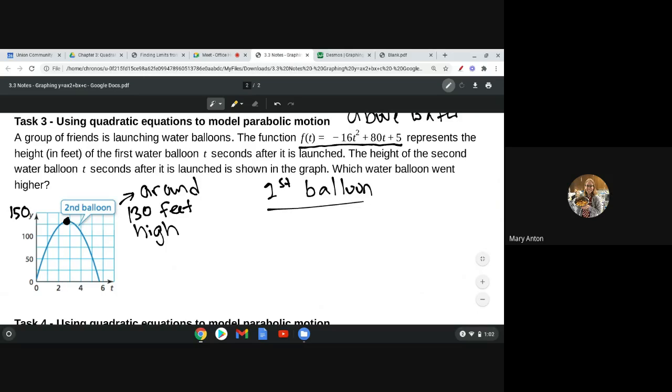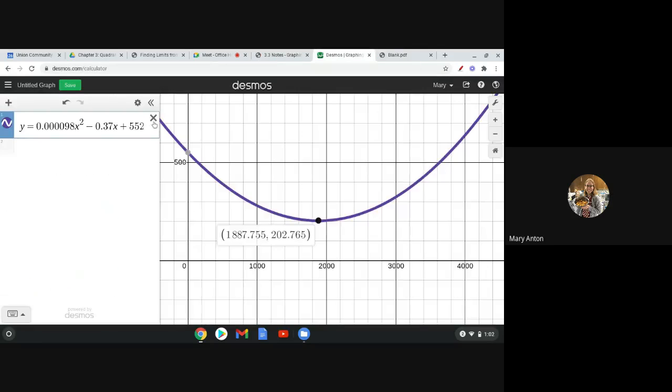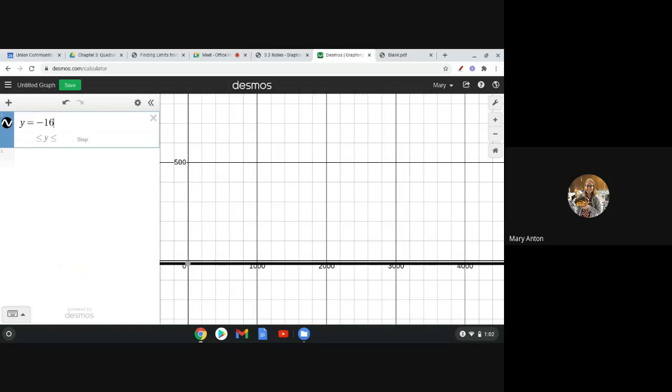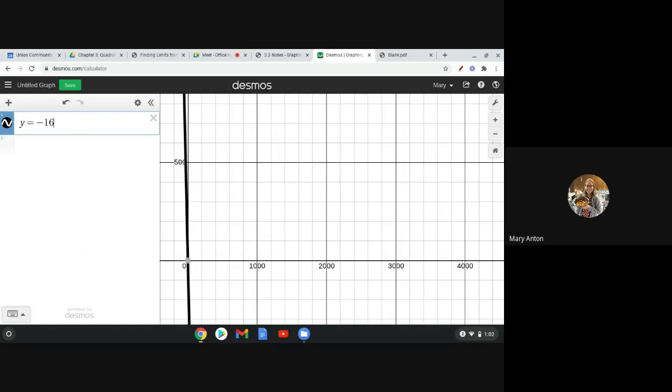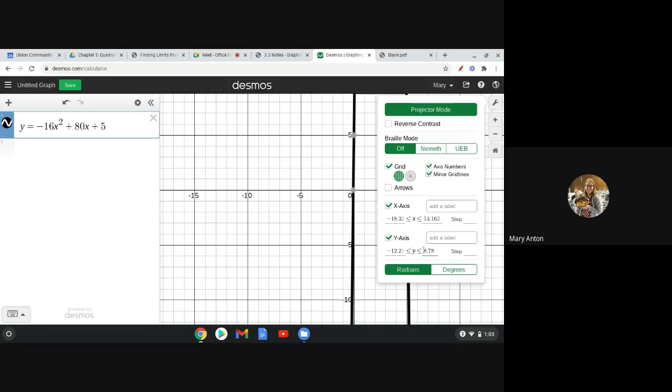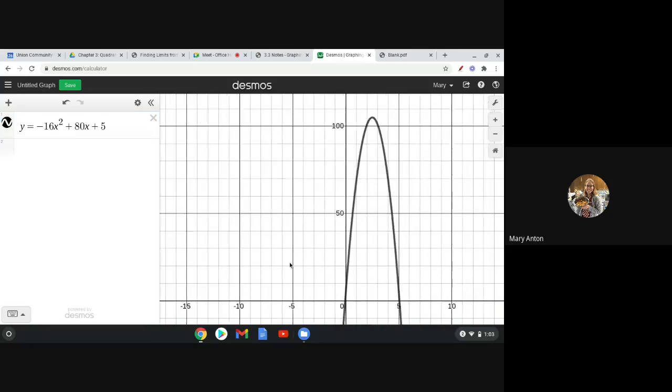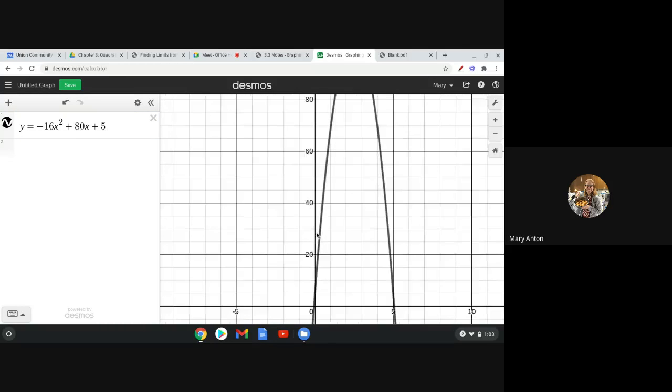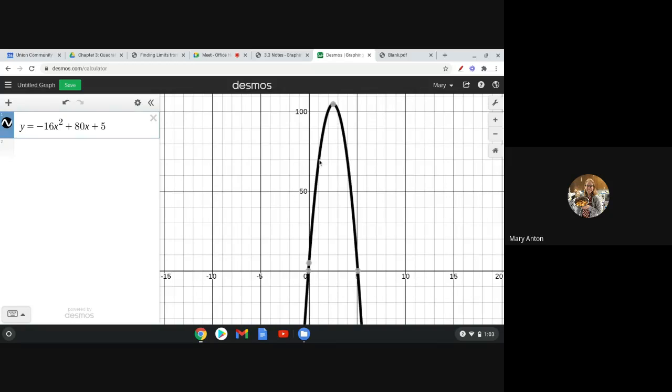And then the first balloon, should we graph that in Desmos, or can you tell me the vertex right away? This is y equals negative 16 t squared, I'm just going to use x squared, plus 80, plus 5. Okay. How high are we going? I think this one goes like 20. Oh, I don't know. I can click on the line and find out.